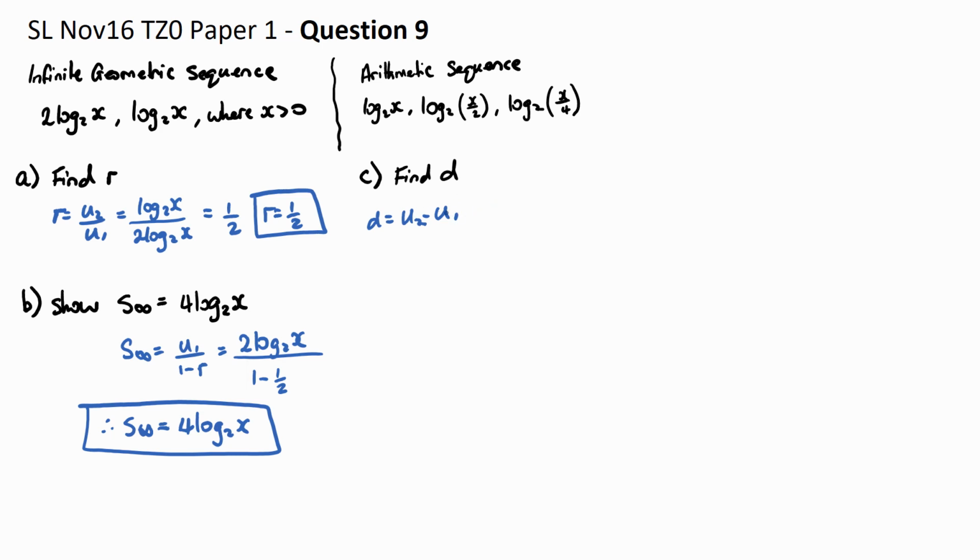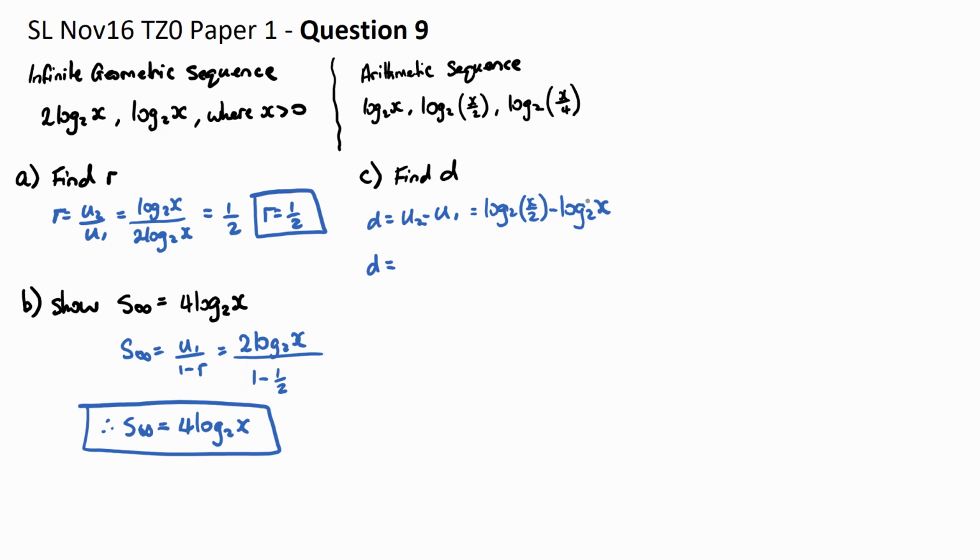So I'm going to use u2 minus u1. Now, let's go and substitute in what u2 is. This is log base 2 of x on 2 minus log base 2 of x. And notice that they have the same bases. It's log base 2, log base 2.